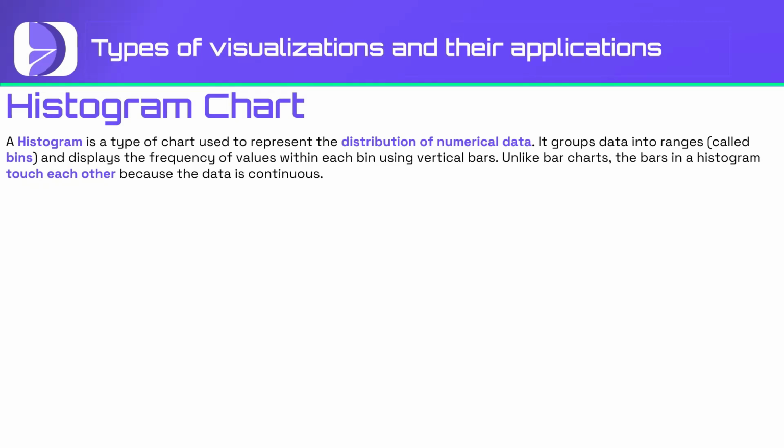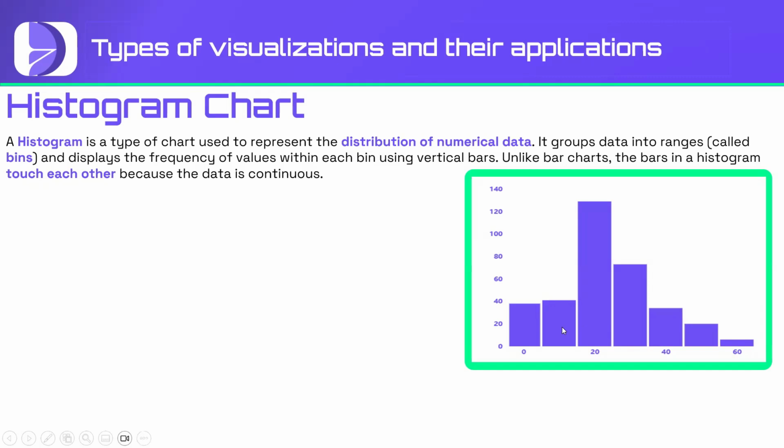Like I said, they are grouped into bins, and they display the frequency of values within each bin using vertical bars, just like a bar chart or a column chart. The bars in a histogram touch each other because the data is continuous.